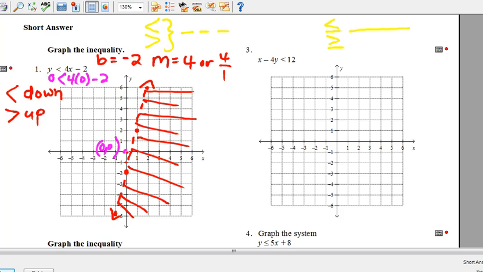So that would tell me, even if I didn't know the general rule, that I would not be shading the side that contains 0, 0. I would be shading the other side. So either way I do it, I'm going to be shading this side.